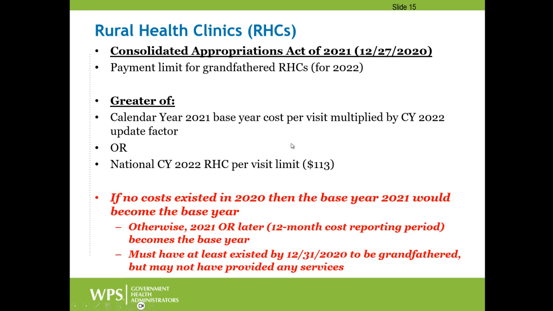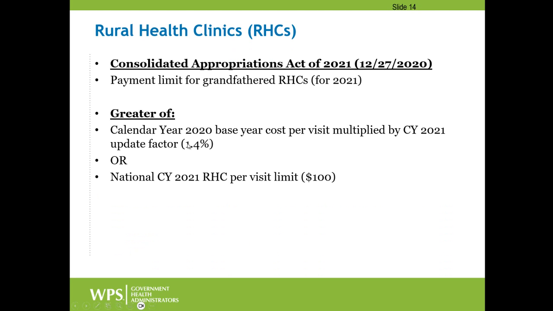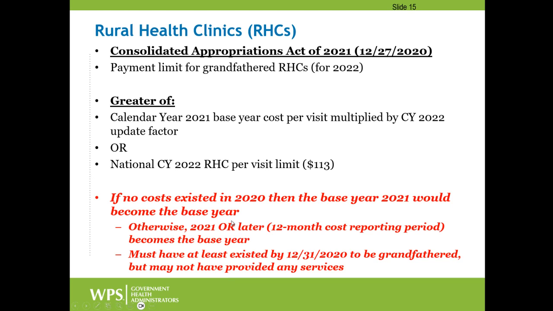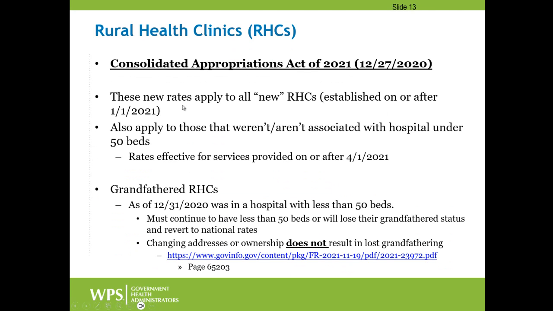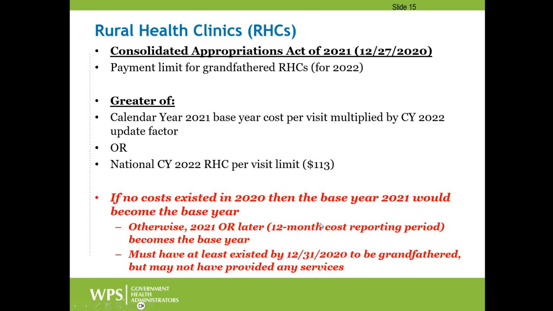Now, here's the thing about this. Remember back here you needed to have costs in 2020. If they didn't have costs in 2020 for some reason, keep in mind they would have had to have been in existence by 12/31/20 at least, before 1/1/21, but maybe they didn't have costs for whatever reason. In that case, there's nothing in 2020 to use, so we'd have to skip forward and use 2021 as the base year.